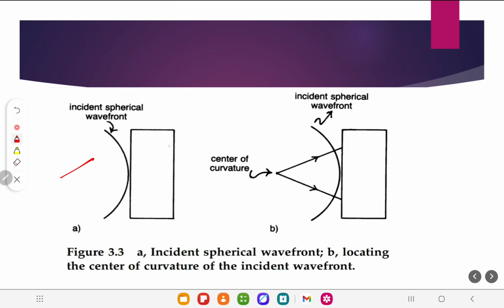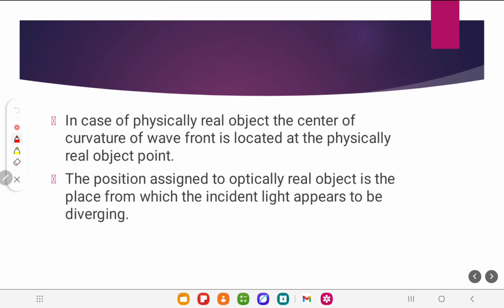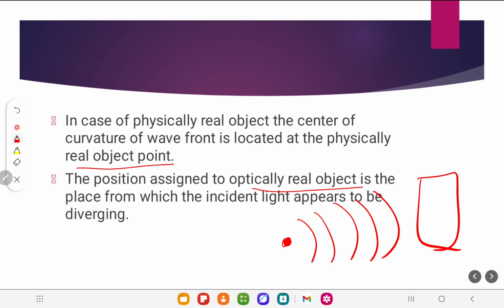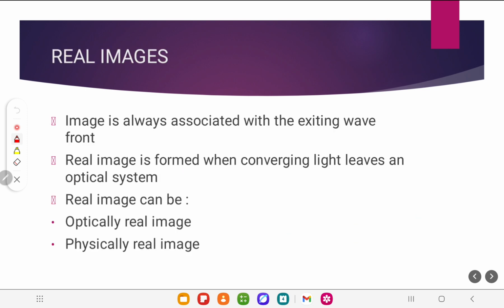So this is what I am telling. This is object space, and in object space, light is diverging, isn't it? This wavefront is a diverging wavefront. This is diverging light. It means a real object. It doesn't matter what. So in the case of a physically real object, the center of curvature of the wavefront is located at the physically real object point. If this is an object point, the wavefront center is the object. It's not that big a thing.